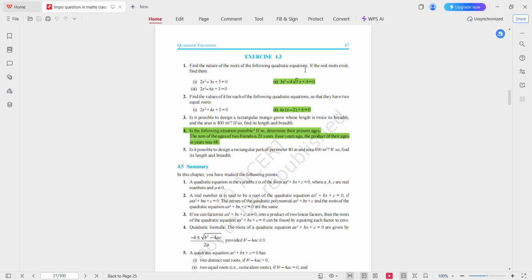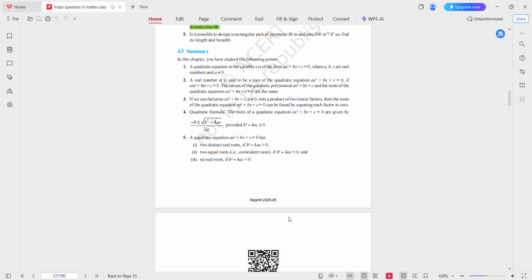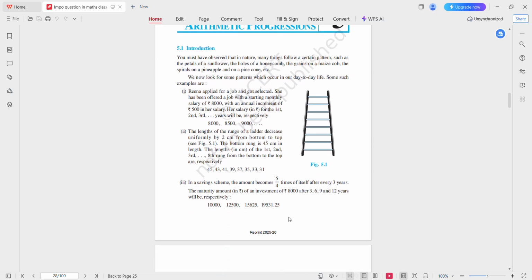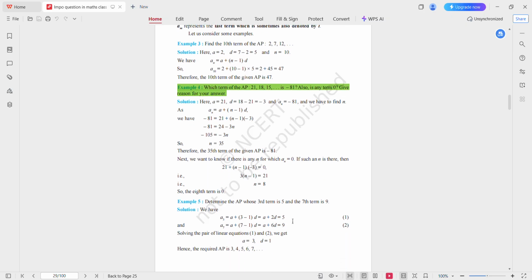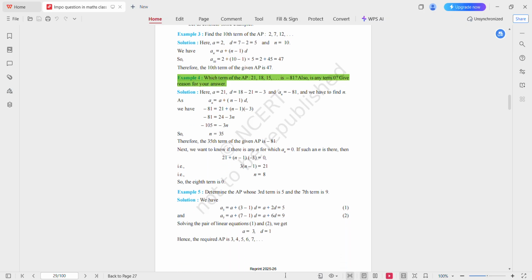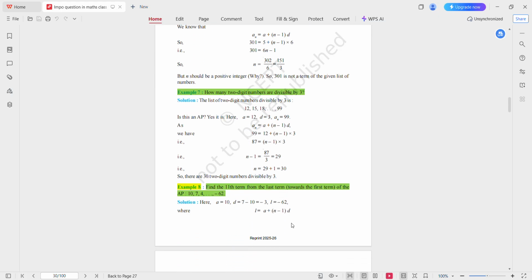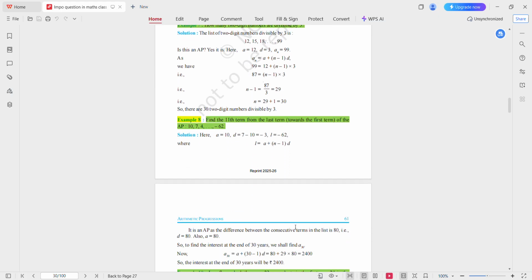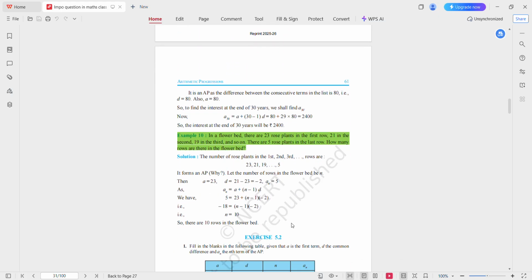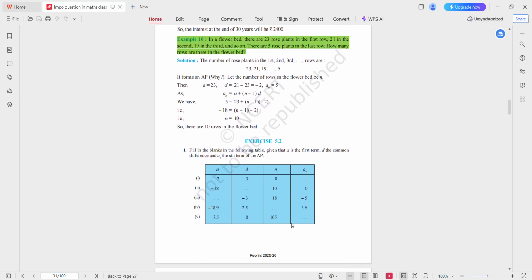In exercise 4.3, in the first question, the second subdivision is important. In the second question, the second subdivision is important. The fourth question is important. And now coming to the fifth chapter. The fourth example is important. The sixth example, the seventh example. The eighth example is very much important. And example 10 is also very much important.